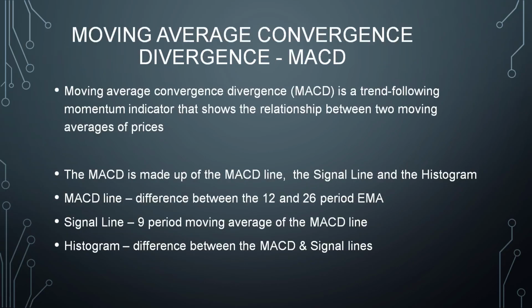So moving average convergence divergence, MACD, is a trend following momentum indicator that shows the relationship between two moving averages. The MACD is made up of the MACD line, the signal line, and the histogram. The MACD line is the difference between the 12 and 26 EMAs. That's exponential moving average, not simple. And the signal line is the 9-period moving average of the MACD line. The histogram is the difference between the MACD and signal lines.